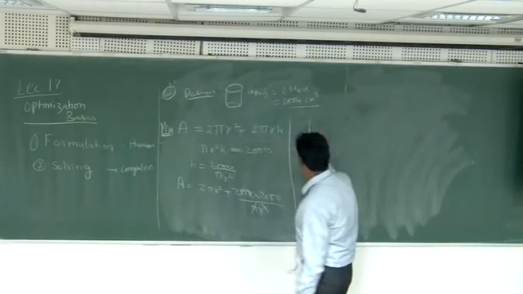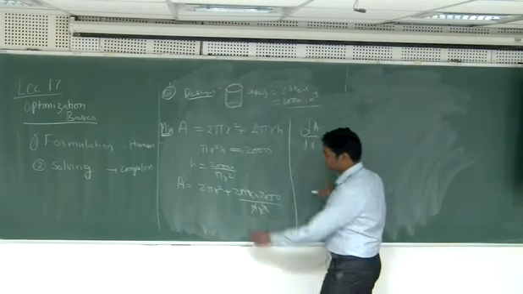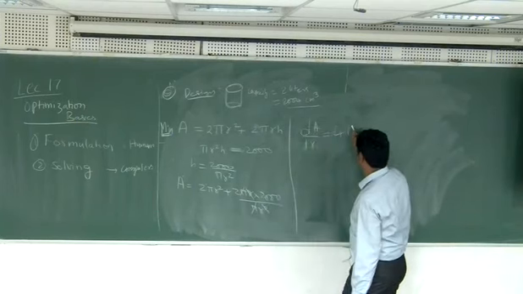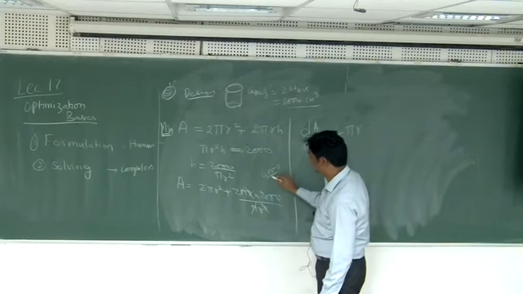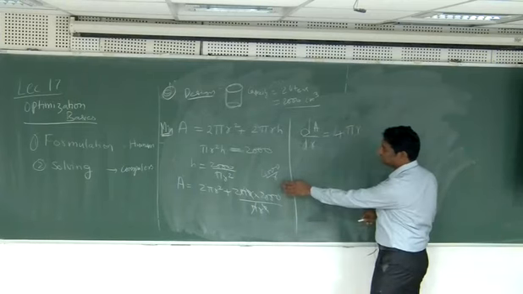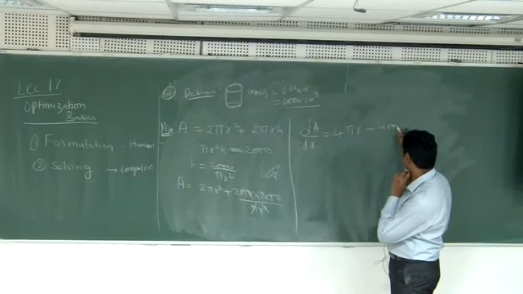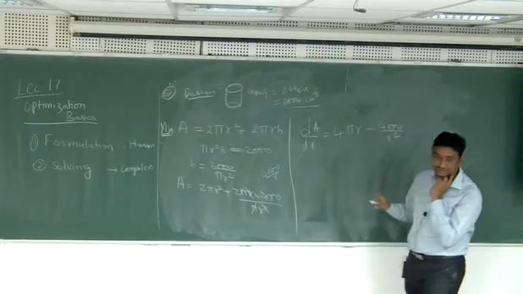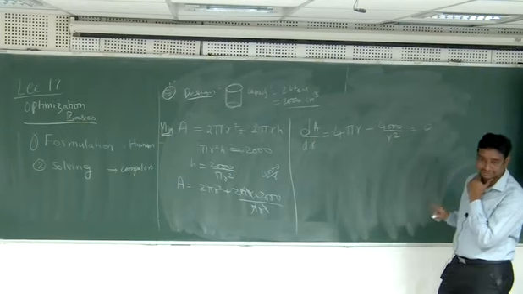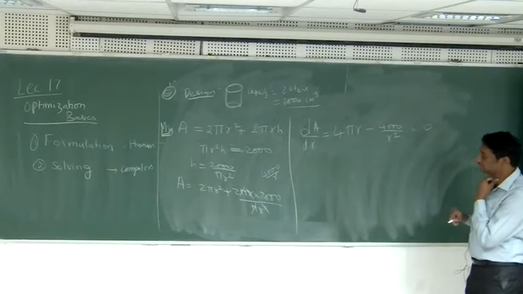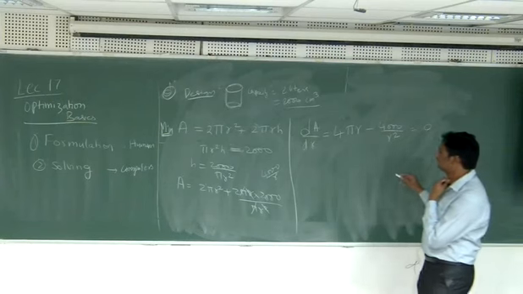So one variable, so dA by dr. Okay. So this will be 4 pi r, and this is actually 4000 by r. So what is the derivative of this? Minus 4000 by r square, is that correct? Okay. This should be equal to 0. So are we doing it correctly? So what is the next step?